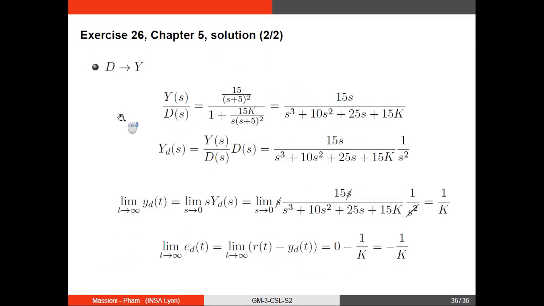So we compute from d to y. You can work out the computation, etc., and in fact we get a number that is, if I'm not wrong again, minus 1 over k. And as said, this is the case in which if you increase k, the error will be smaller in modulus, but as also we said before, increasing k too much might lead you to instability. And in fact, if you go beyond that value of 15 that we've seen before, you actually become unstable. So that's why you might think that tuning the controller is not easy.